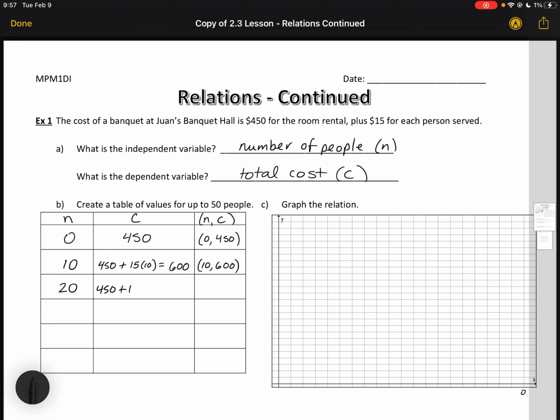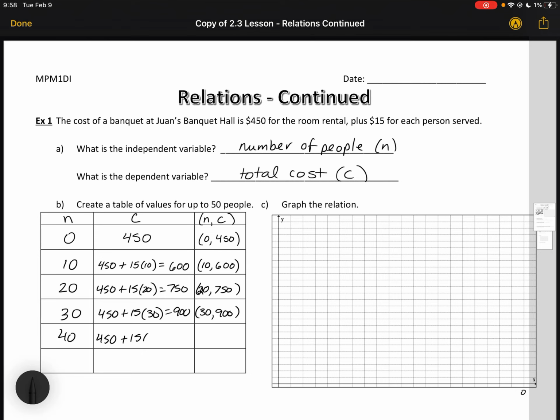And I'm going to continue on in the same manner. So 450 plus 15 times 20 will give me 750. And then my point on the grid is 20, 750. Same thing for 30. Here I would get a total cost of 900.